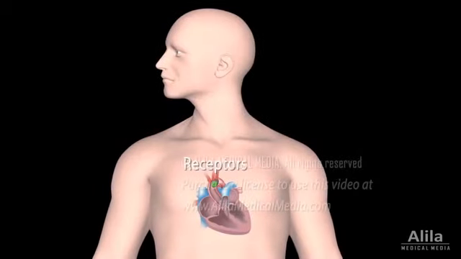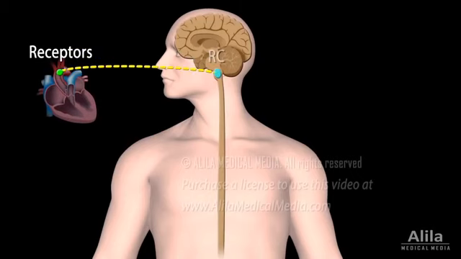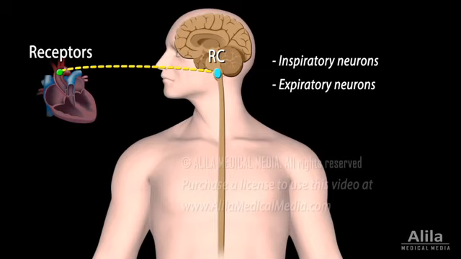Basically, various receptors in the body feed information about its metabolic state to the respiratory center in the brainstem, which responds by changing the firing pattern of inspiratory and expiratory neurons. Inspiratory neurons fire during inspiration, while expiratory neurons only fire during deep expiration, since quiet expiration is a passive process.